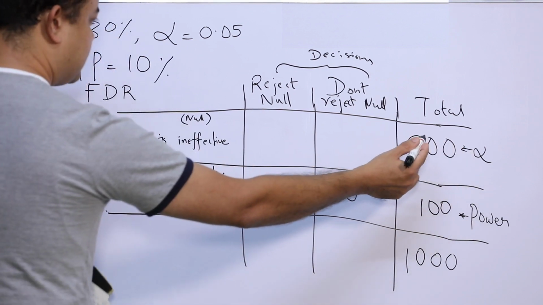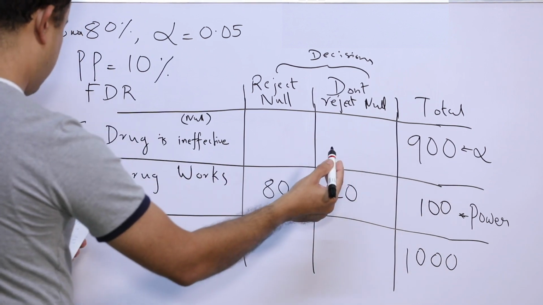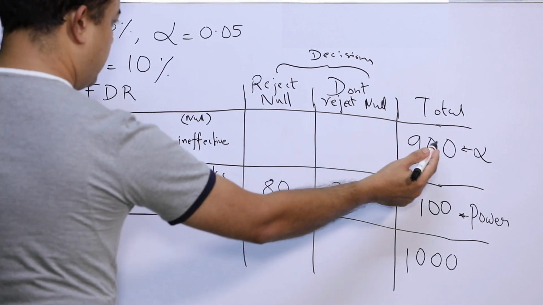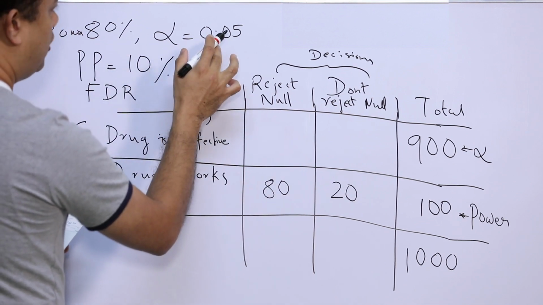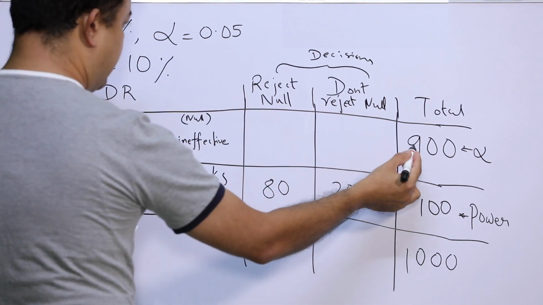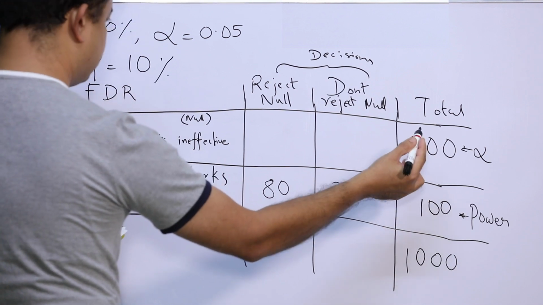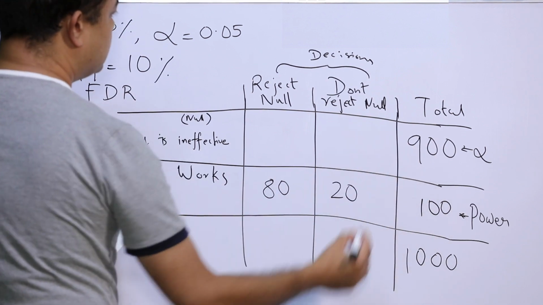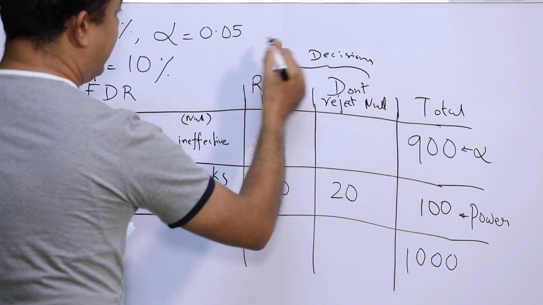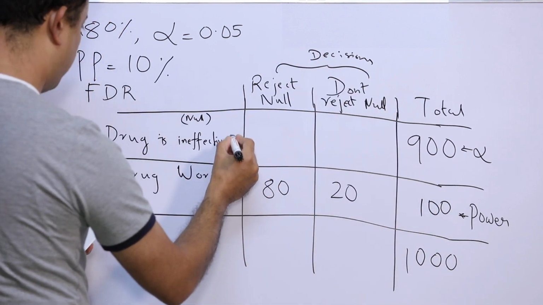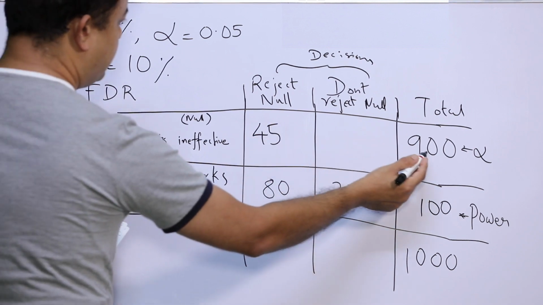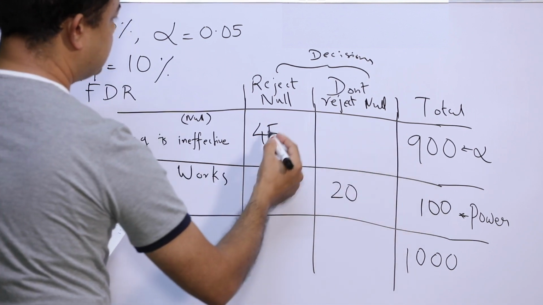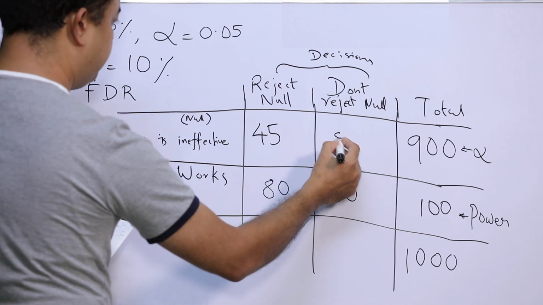Now alpha is something to do with false positives, as you know. So how do you calculate the false positives? Here as the alpha is 0.05 or 5%, 5% of 900 is the proportion of the false positives. So 900 multiplied by 5 divided by 100 is equal to 45. So 45 is the false positives, while 900 minus 45 is equal to 855.